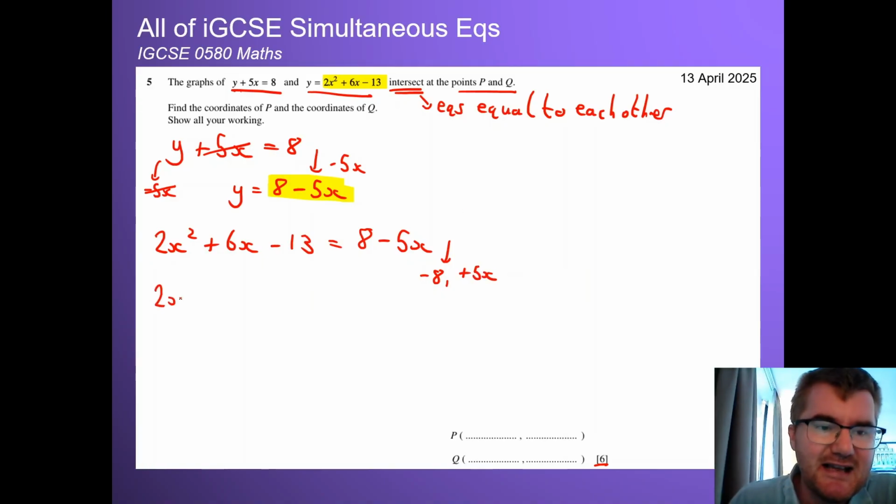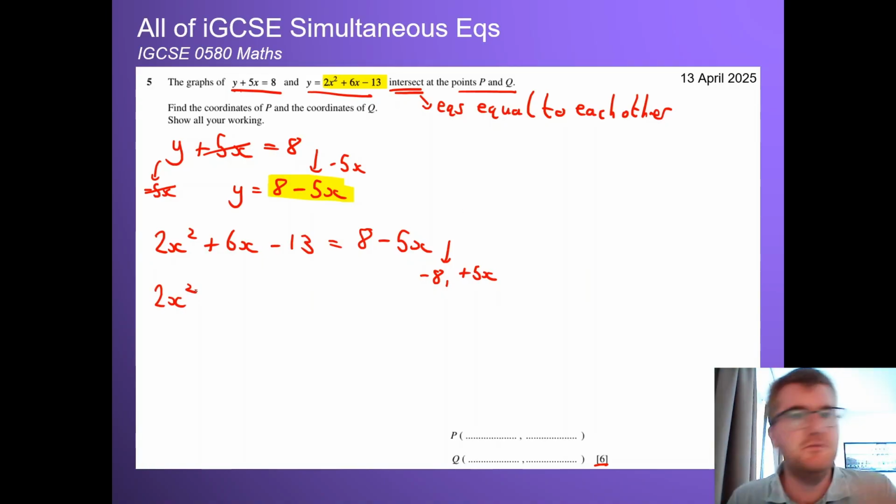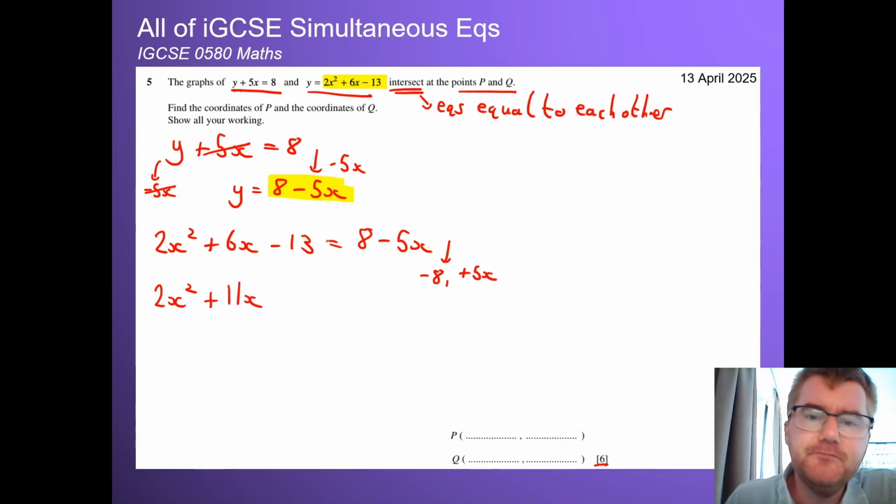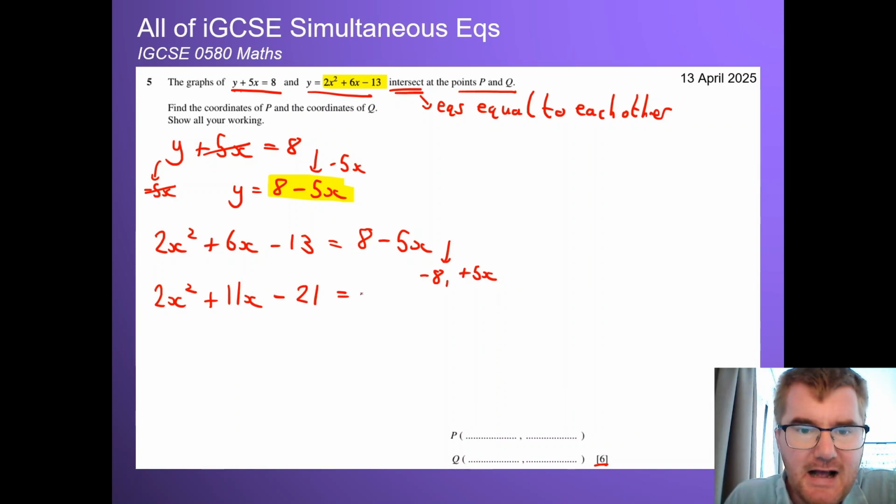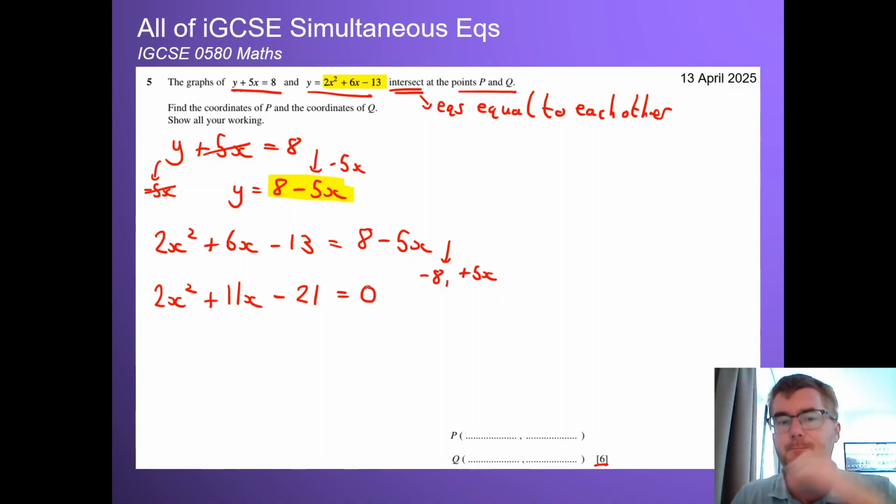The 2x squared stays as it is. Okay, x squareds we're not eliminating. 6x plus 5x is just 11x. Minus 13 minus 8, again, be careful with those negative numbers, is minus 21. And that's equal to 0.